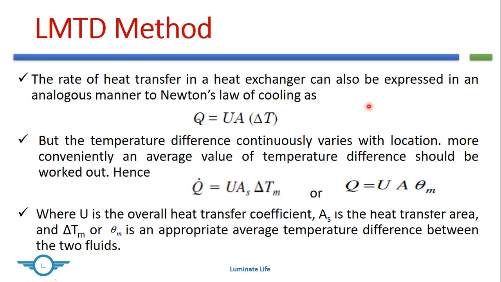So to account for both these modes, we introduce a new parameter called overall heat transfer coefficient. So in analogy to the Newton's law of cooling, for a particular heat exchanger, I can also write the heat transfer rate Q is equal to UA delta T. But here, the temperature difference delta T continuously varies with location. So delta T might be one value at the inlet of the heat exchanger, whereas delta T will be different at the midsection or at the end of the heat exchanger.